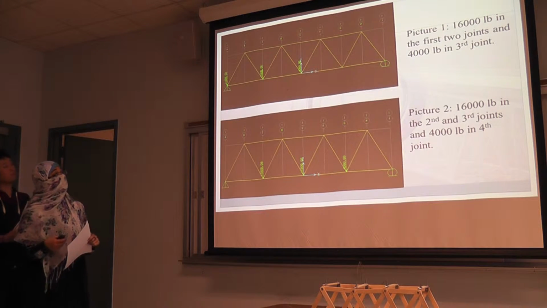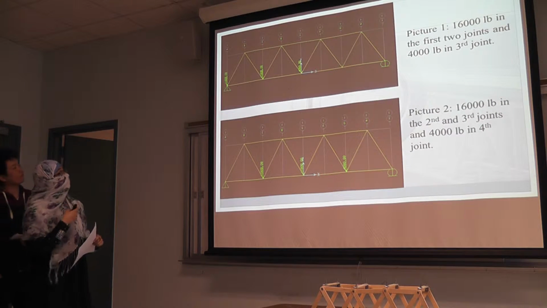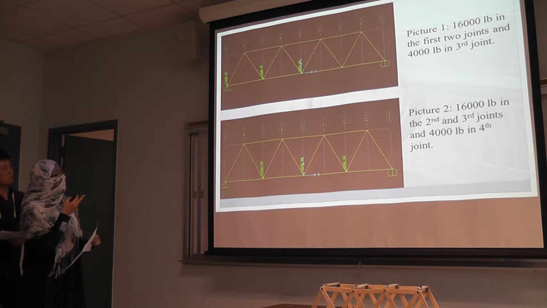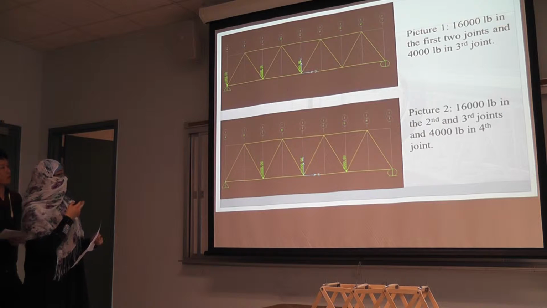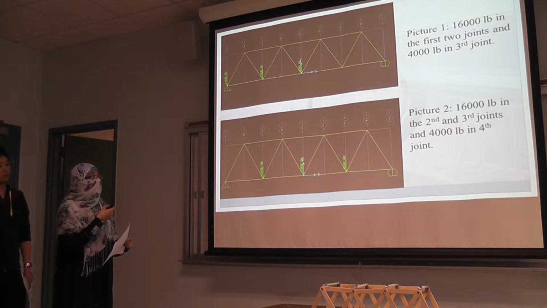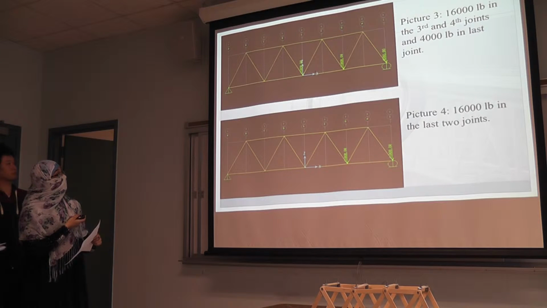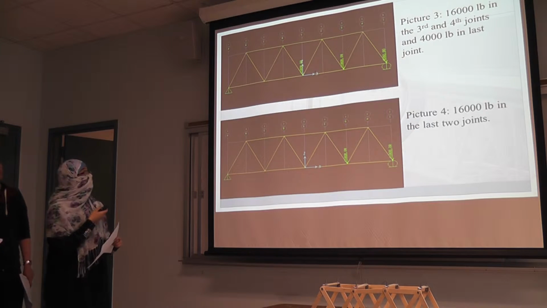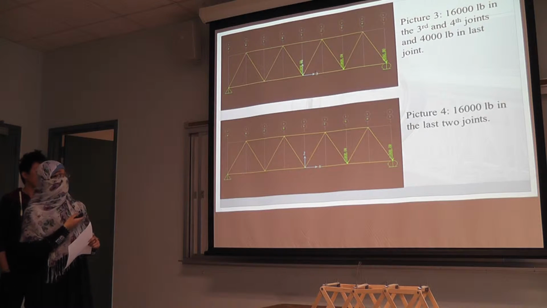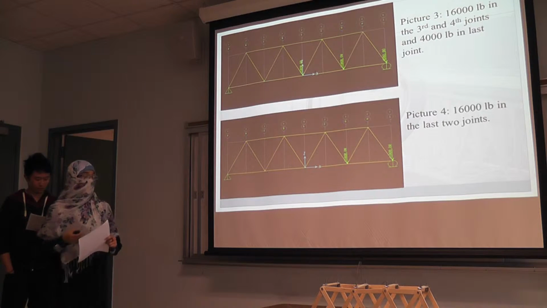This first picture shows 16,000 lb in the first 2 joints and 4,000 lb in the third joint, and this is the first defined load. In picture 2, the defined load is 16,000 lb in the second and third joints and 4,000 lb in the fourth joint. This is the third picture, which shows 16,000 lb in the third and fourth joints and 4,000 lb in the last joint. Picture 4 shows 16,000 lb in the last 2 joints.